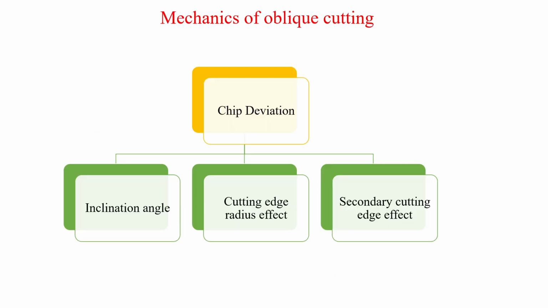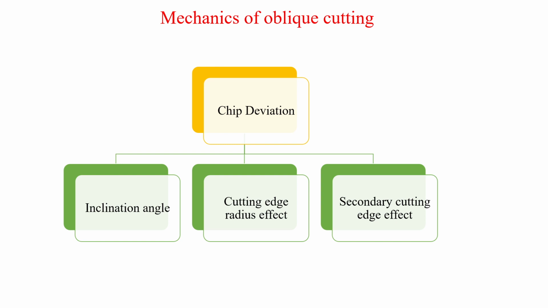Fine. Now see, whenever the chip flows, there is a deviation in the chip. The chip deviation is mainly because of three reasons. One is because of the inclination angle effect, one is because of the cutting edge radius effect, and third is because of the secondary cutting edge effect. Okay, we'll go through these one by one. How does each particular effect change the chip?